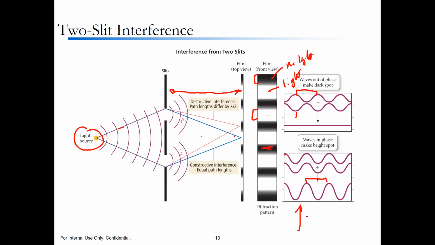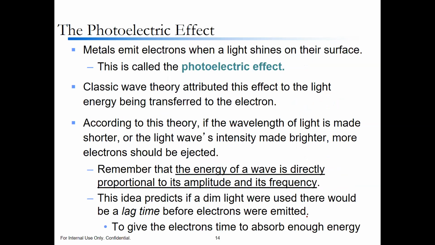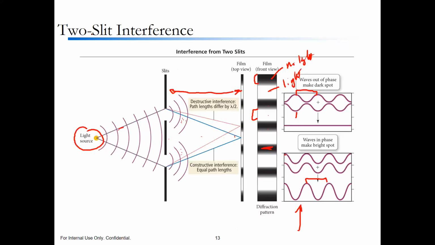All right, so that's called light. And what do we know about light? It behaves like a wave. And then what do we also know about light? Light has a wavelength, and that wavelength is related to energy.